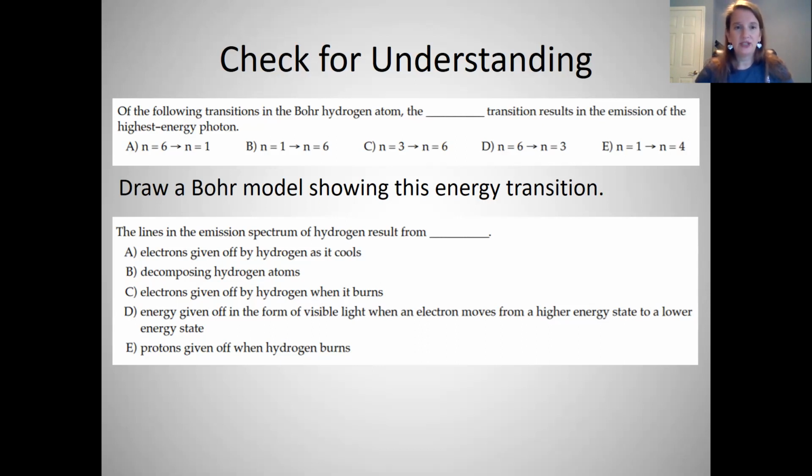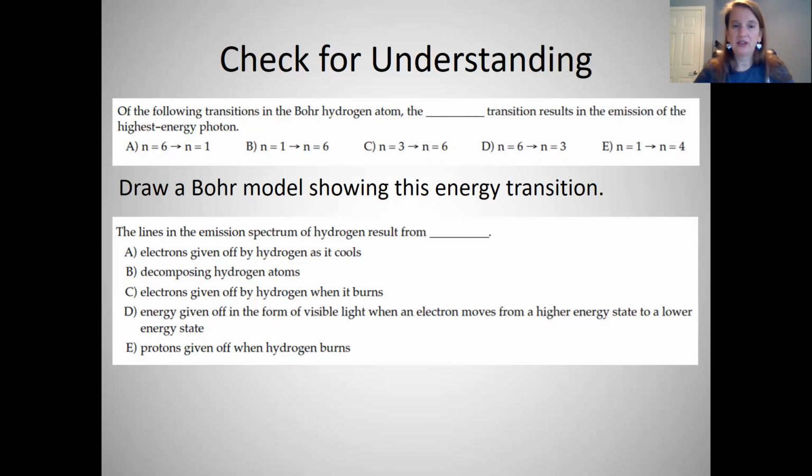Then the next question, the lines in the emission spectra of hydrogen result from A, electrons given off by hydrogen as it cools. Well, the electrons being given off, that's not happening yet. That happens with bonding. We're not talking about the electrons given off. We're talking about the electrons giving off or releasing energy. B, decomposing hydrogen atoms. We know that's not the case. C, electrons given off by hydrogen when it burns. Again, the electrons aren't being given off. They're releasing or absorbing energy.